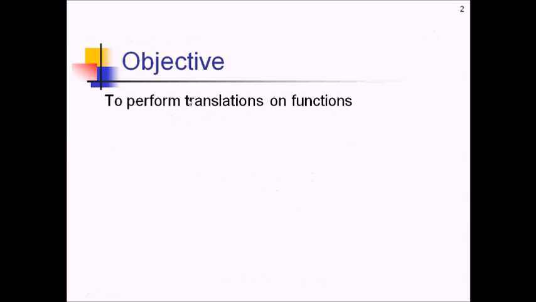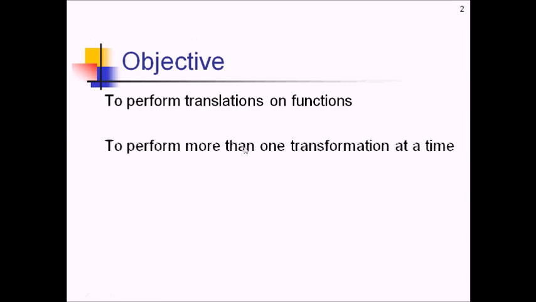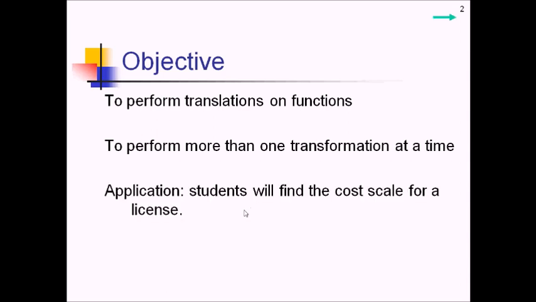We're going to be performing translations on the absolute value and square root functions, and we're also going to throw in all the other transformations at the same time after we've got translations down. For our real-life application, we'll talk about a cost scale for a license.